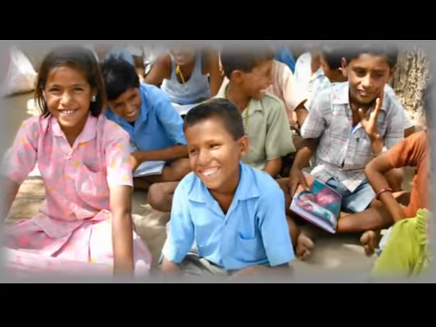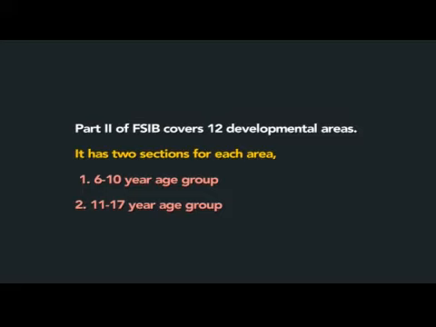Part 1 of FSIB allows gathering general information about each child's age, sex, birth order, onset of blindness and eye condition. Demographic information like type of family, education of parents and occupation of parents, number of dependents in the family and family income is also collected in Part 1 of FSIB. Part 2 of FSIB covers 12 developmental areas. It has 2 sections for each area, one for 6 to 10 year age group and the other for 11 to 17 year age group.